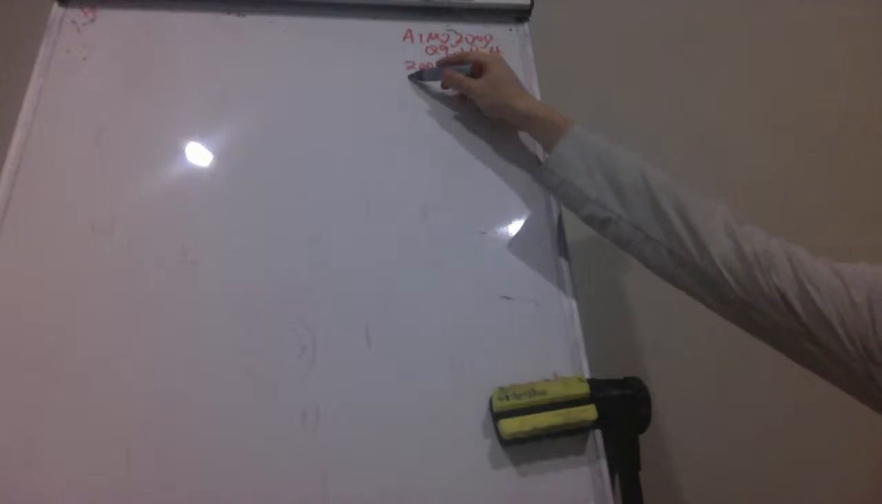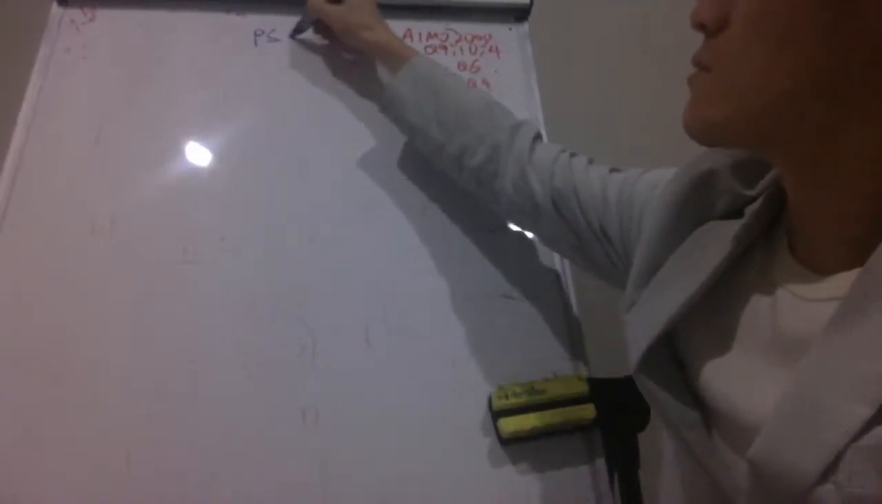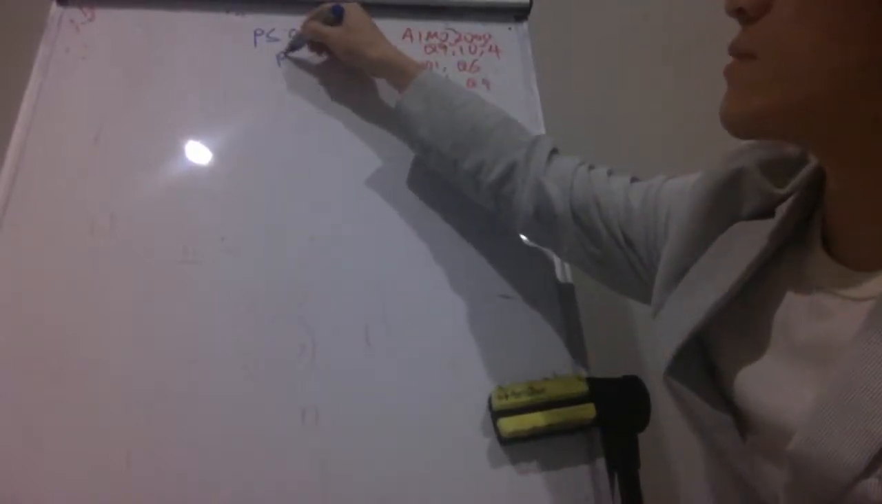So this is, what year is this? 2006. Question 9, yeah. Let's say we have P less than or equal to Q less than or equal to R primes, yeah.